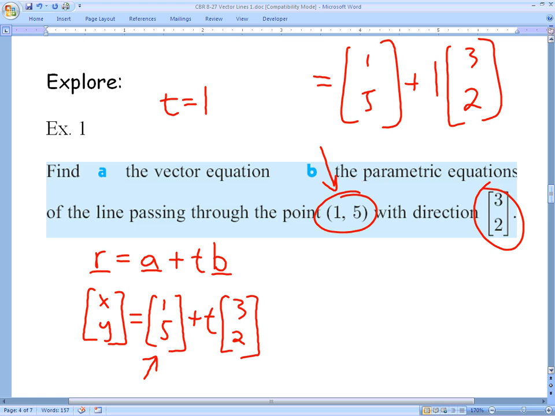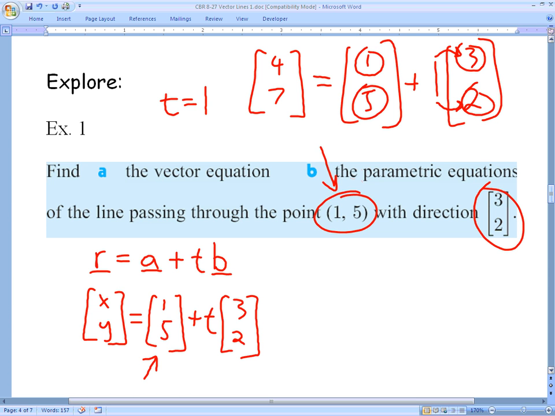If I distribute that 1 essentially to the 3 and the 2 in there, I would end up having 1 plus that 3, 5 plus that 2, which would give me a new position, or a new point on that line, of (4, 7).